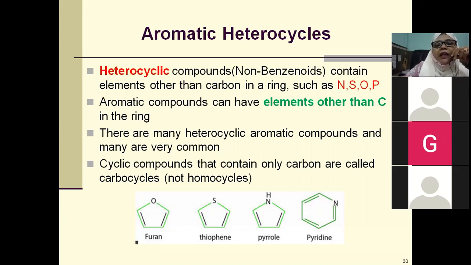So cyclic compounds that contain only carbon are called carbocycles or homocycles. Just as we call this heterocycles because there is a hetero atom present inside it, similarly, when all the atoms in the ring are carbon atoms like in benzene, we call it homocycles or carbocycles. Only carbon is present, so carbocycles. Or all the elements are the same, that means homo. Homo means same, hetero means different.